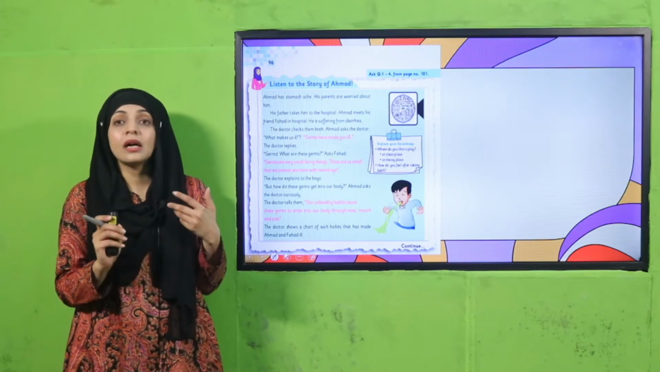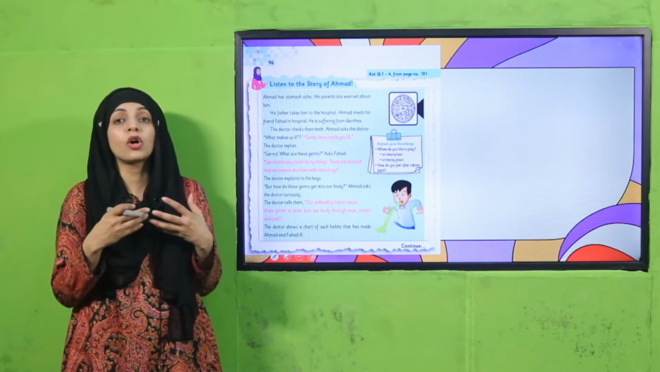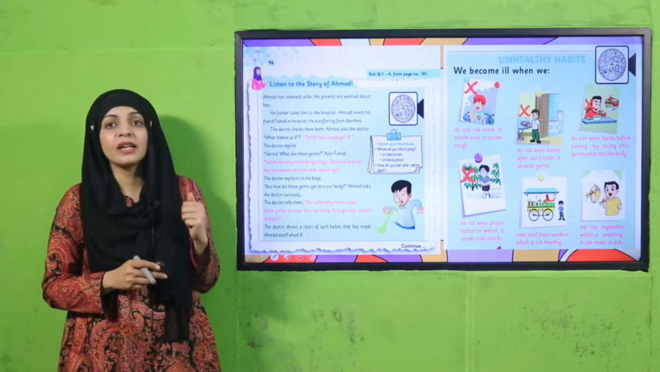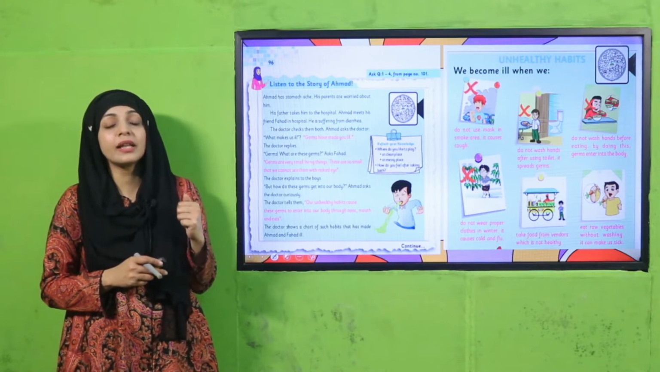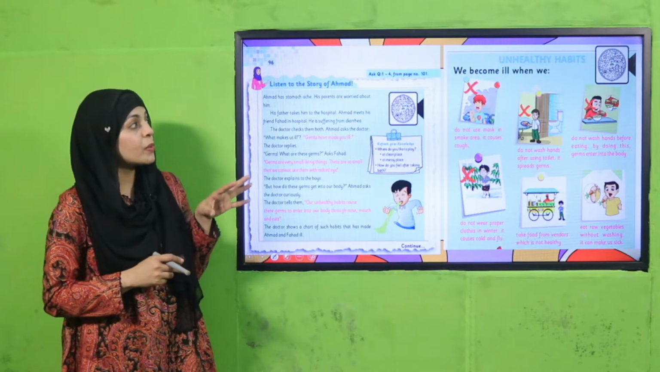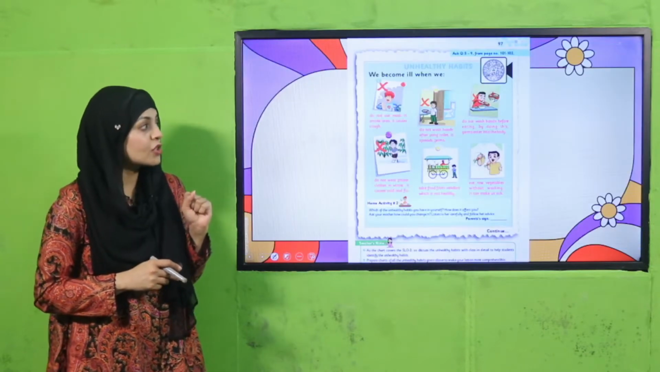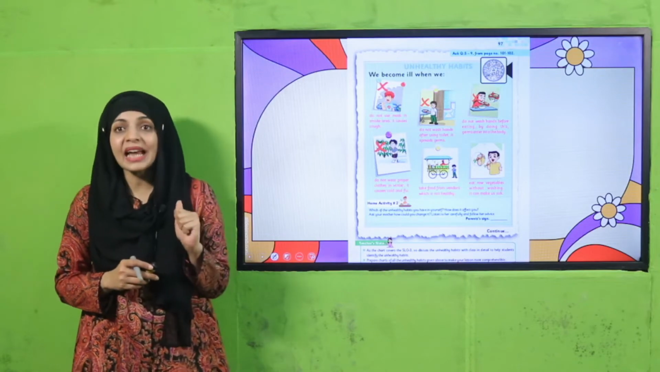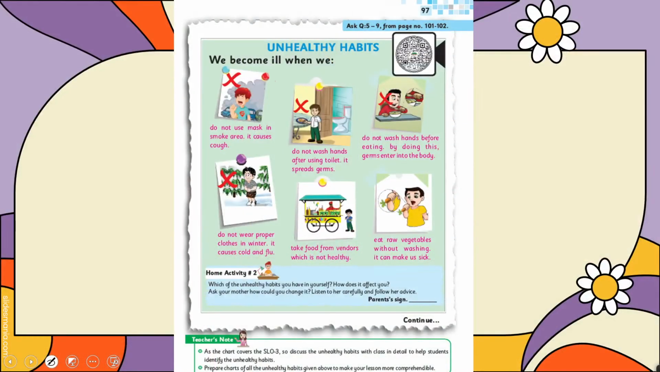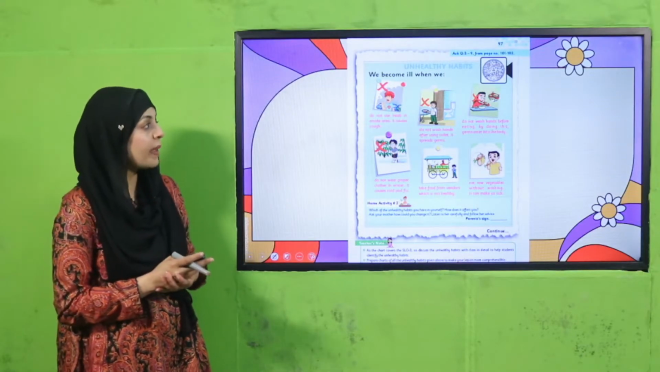Then they asked that how do they enter into our body? The doctor said because of our unhealthy habits, and he showed them a chart of unhealthy habits, and because of these unhealthy habits, germs enter into our body and make us ill. And today we will discuss about these unhealthy habits in detail. So my dear students, quickly open page number 97, pause the video and open the page in your books. I hope everybody has opened the page.